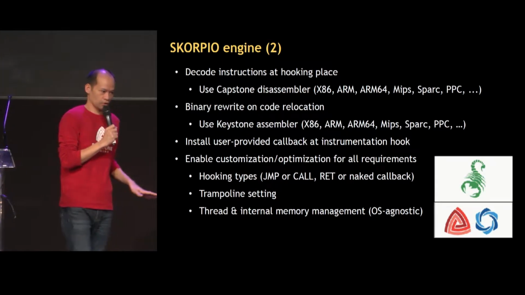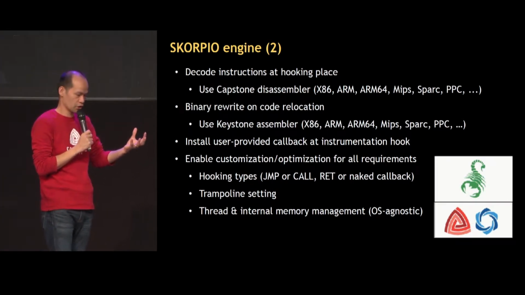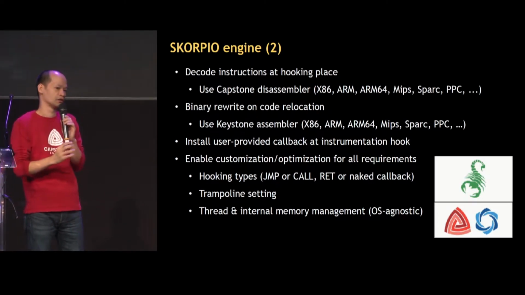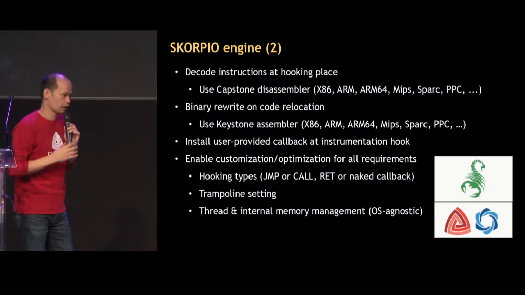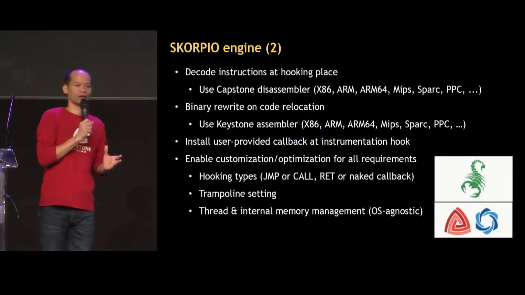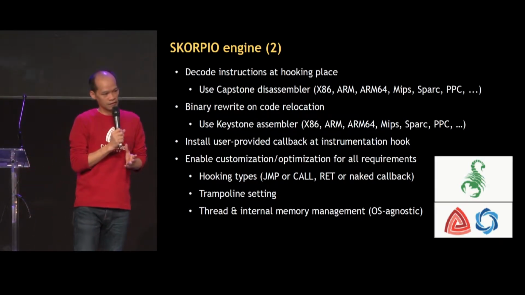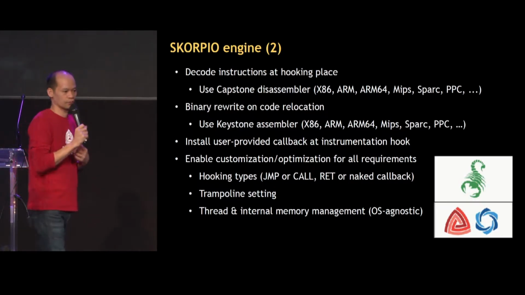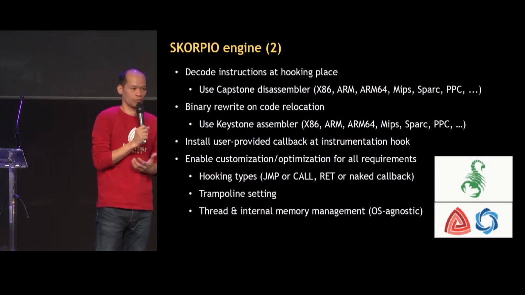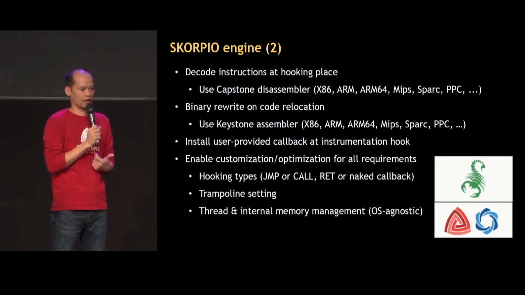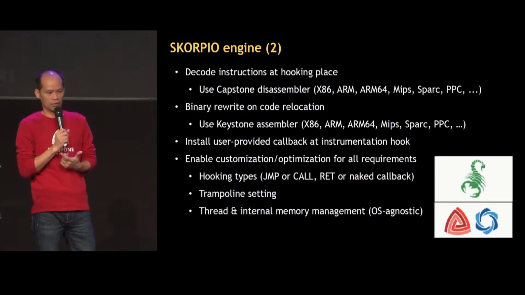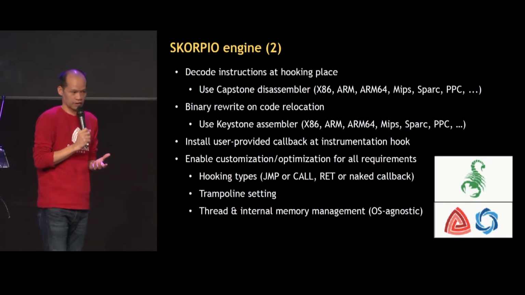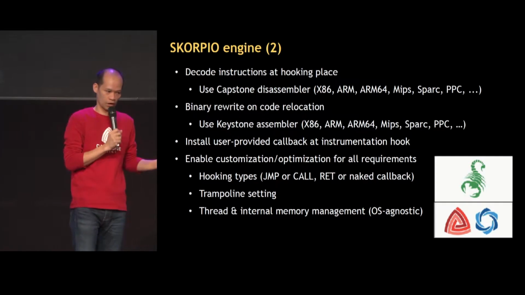That is not the end of the story, because after we copy the original instruction to the new buffer, sometimes we need to relocate, to rewrite the instruction so it works properly in the new place. For this step, you need to do some simple binary rewriting for code relocation, and we use the Keystone assembler, which is also written by me. Because Keystone also supports all CPUs, Scorpio supports all CPUs: Intel, ARM, ARM64, MIPS, Sparc, and PowerPC. And because Capstone and Keystone are multi-platform, Scorpio also works on all operating systems.